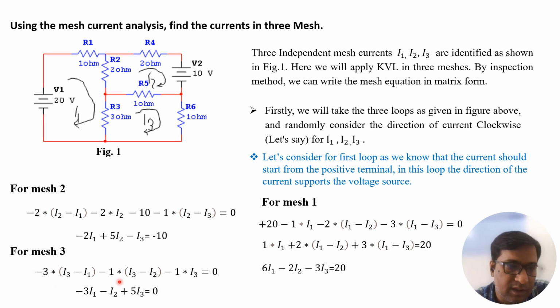Here we have to take care that the coefficient of mesh number 3 should be positive, like I3, 5 plus 5. So we have written the equation of mesh number 1, mesh number 2, mesh number 3, and we should take care that for mesh number 1, I1 should be positive, for mesh number 2, I2 should be positive, and for mesh number 3, I3 should be positive.